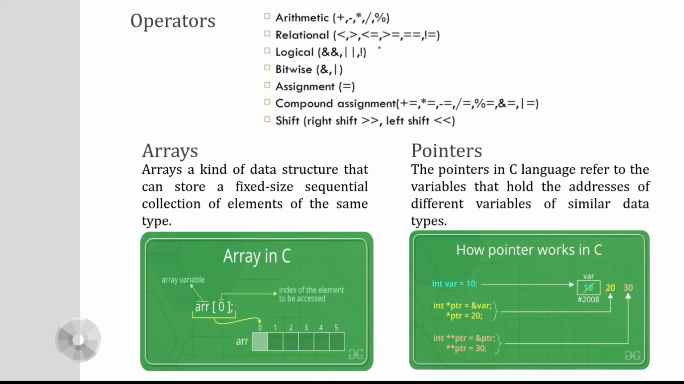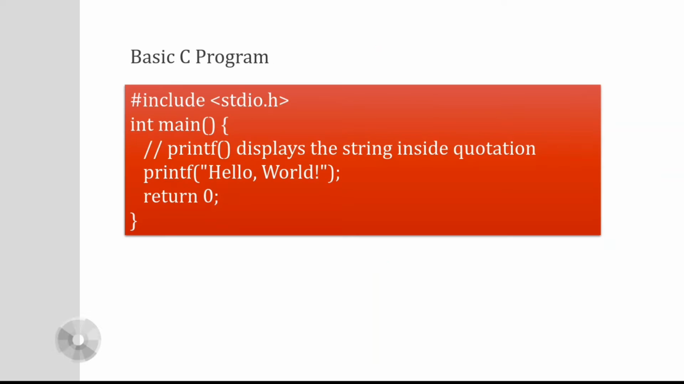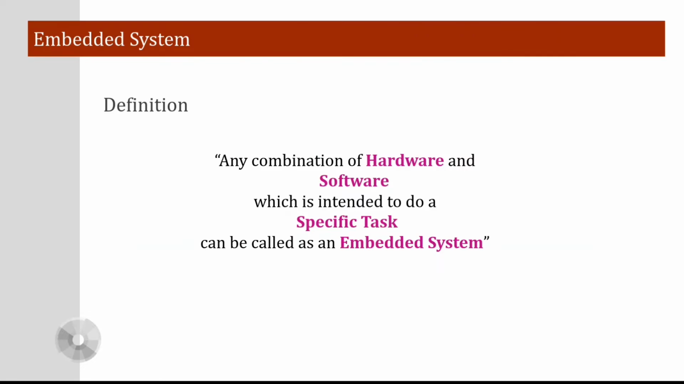And coming to the pointers in the C language, they refer to variables that hold the address of other variables of similar data types. So here we have how pointers work in the C language, and we have learnt about basic C programming and how to implement it. Here we got the output as hello world.